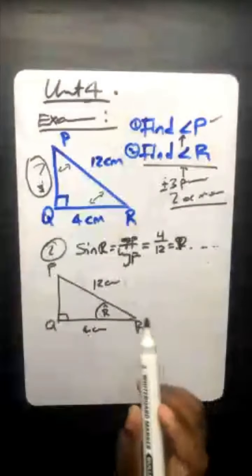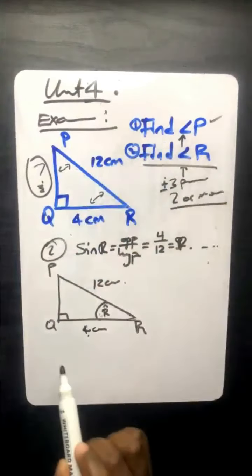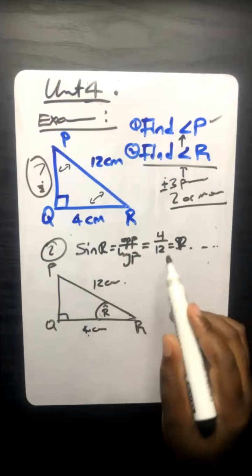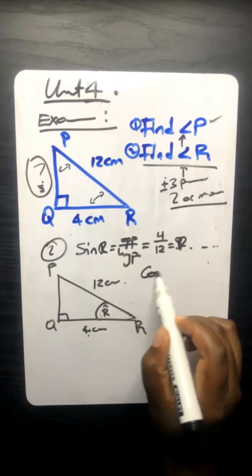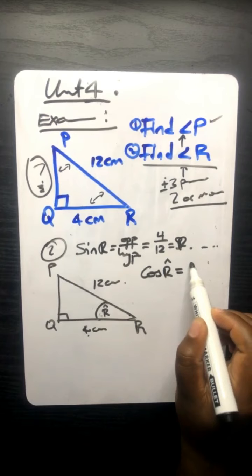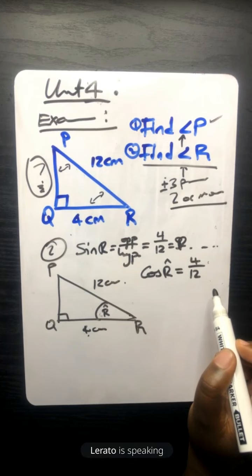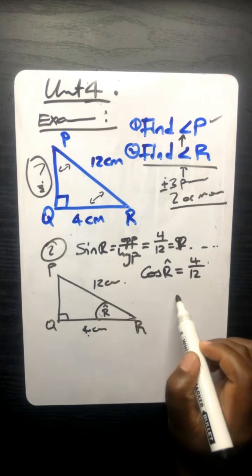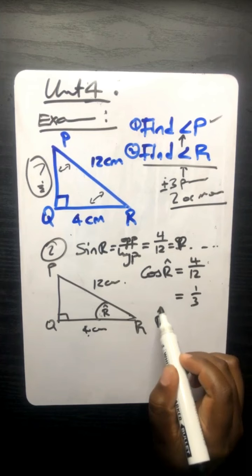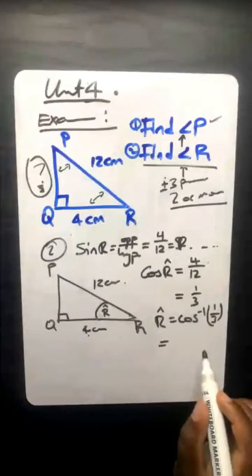So we are now on number 2, where we want to solve number 2. Let's give someone an opportunity to take us through until we get to the final answer. Lerat, go for it. So it's cos of R, cos of angle R, equal to 4 over 12. What is 4 over 12, Lerat? 4 over 12 is 1 over 3. So then second function cos of 1 over 3 is 70 comma something. So what is that? It's 70,53.